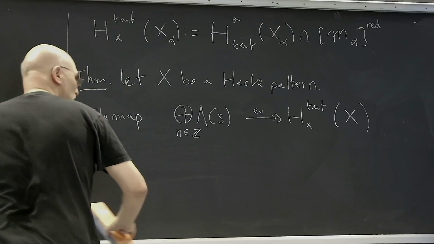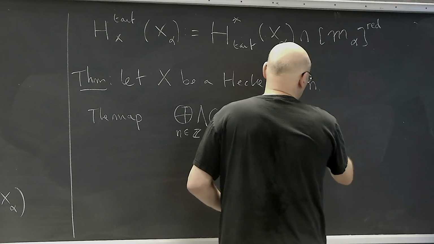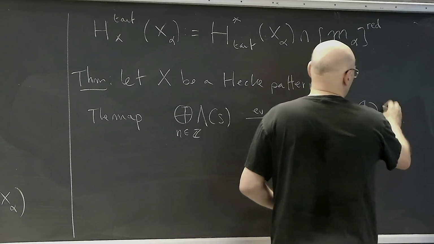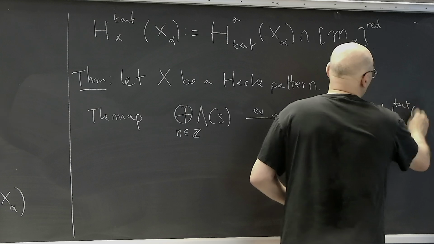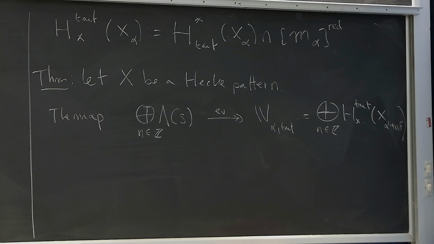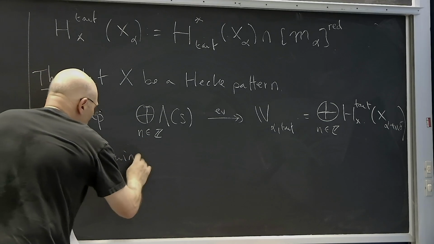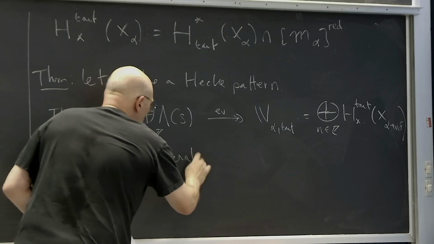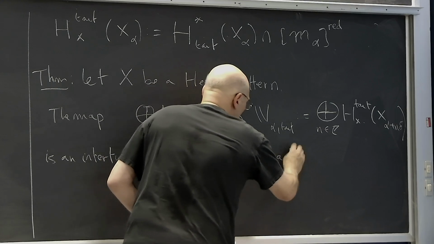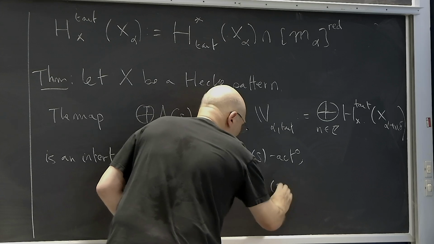Oops. Let me be more precise. This is the tautological part of V alpha, which is a direct sum for all n in Z of the tautological piece of X alpha plus n delta. Okay. So this is an intertwining operator for the H0 action. So H0 now is W plus 1 plus infinity.